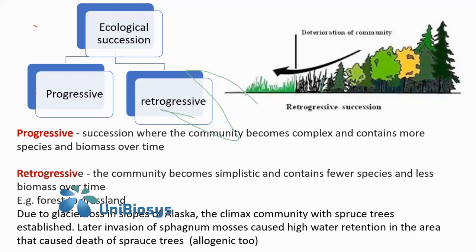Then there is another succession which is known as retrogressive. So now let's say the exact opposite. What is opposite to this? From complex to simple forms are forming. Okay.